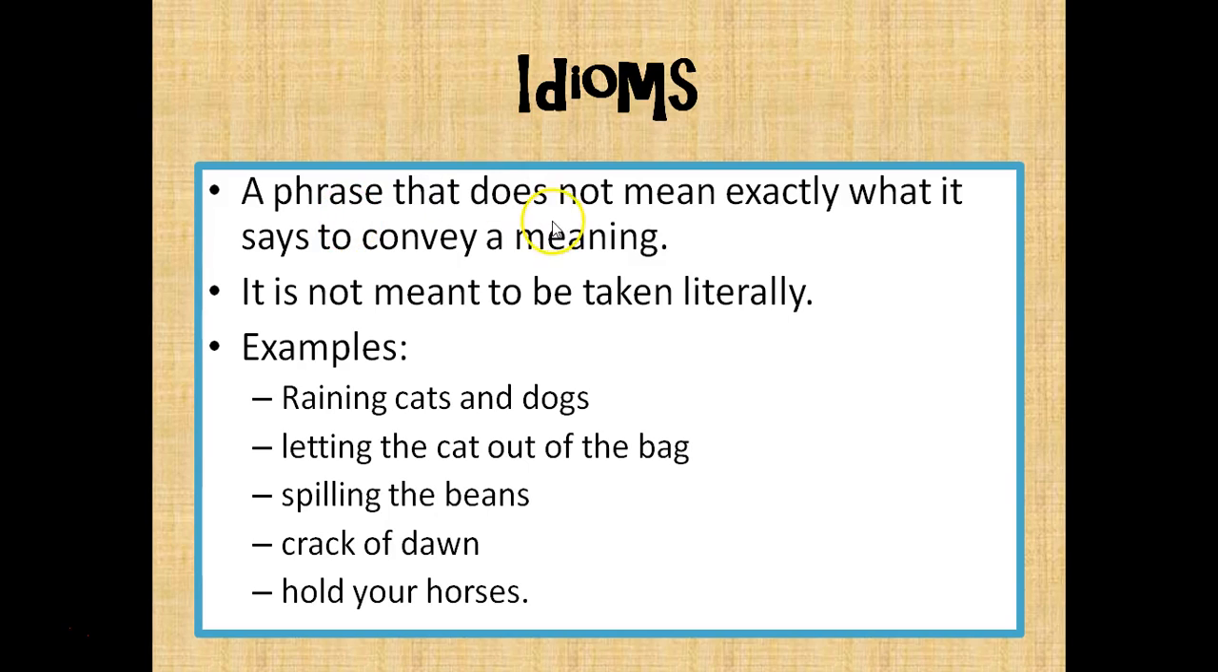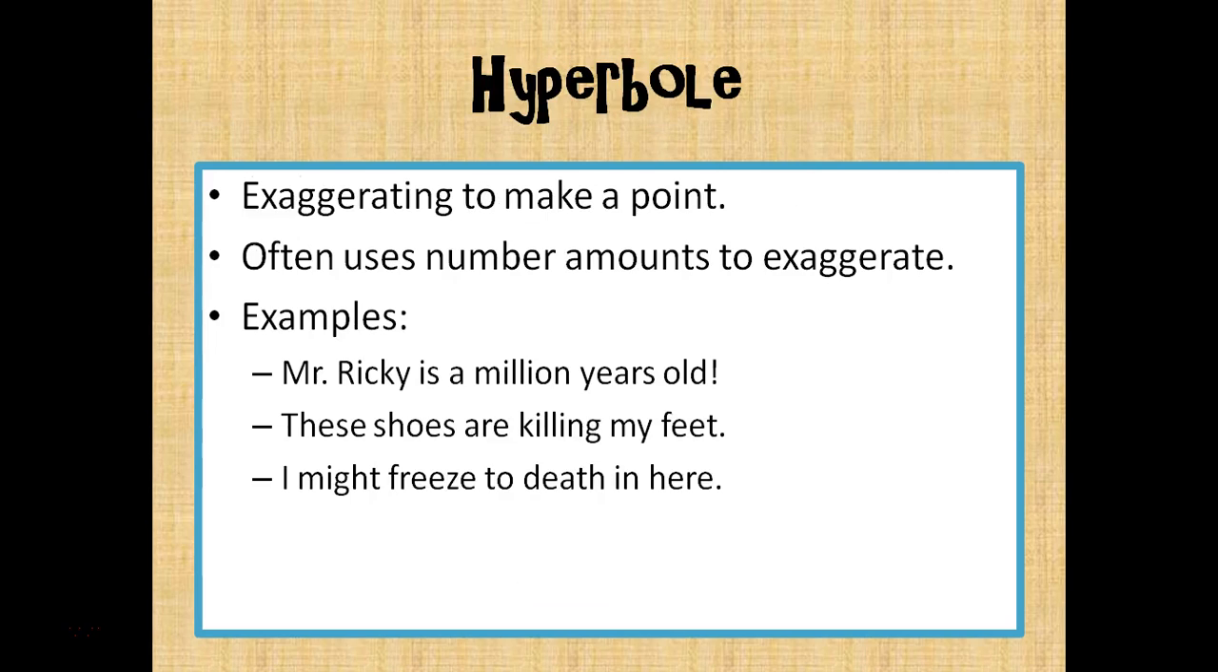Idioms. A phrase that does not mean exactly what it says to convey a meaning. It is not meant to be taken literally. Examples, it's raining cats and dogs, letting the cat out of the bag, spilling the beans, crack of dawn, hold your horses. Now all of these you would say to make a point, like if you said it was raining cats and dogs to make the point that it's raining hard. If you're saying hold your horses, you're making the point to be patient. Now, notice none of these make a comparison, so that's how you could make sure you don't confuse idioms with metaphors or similes.